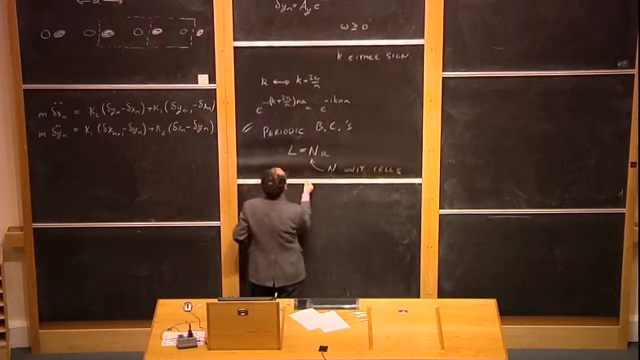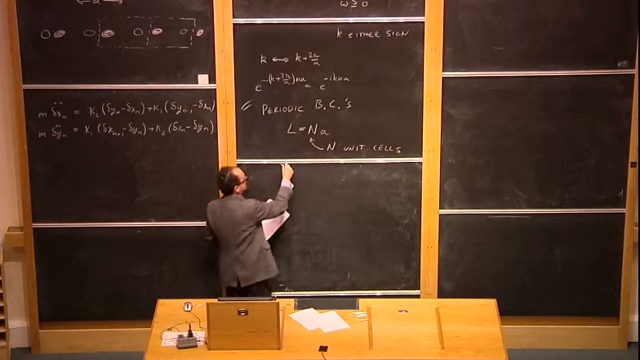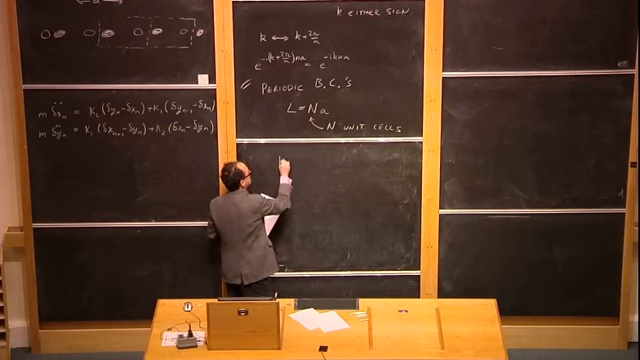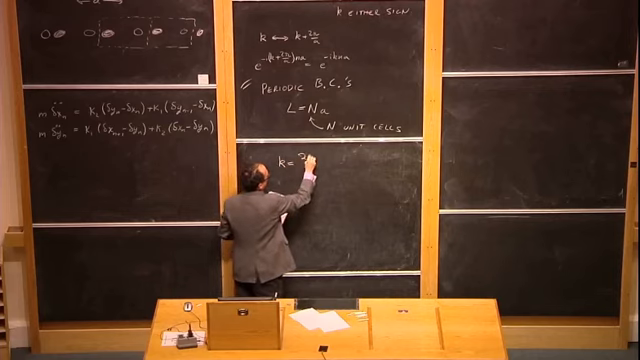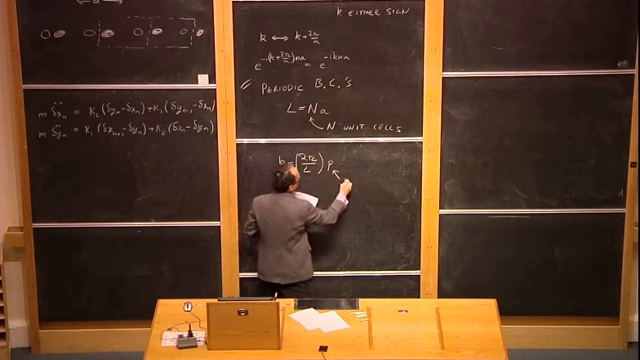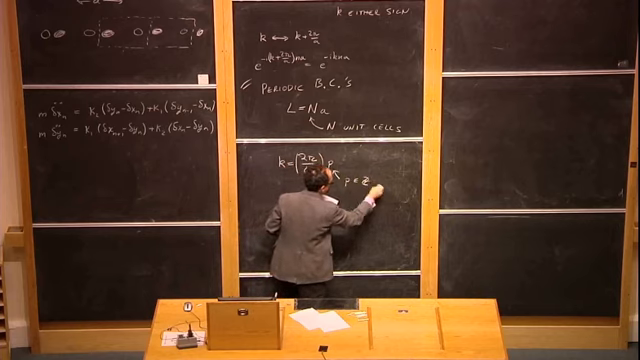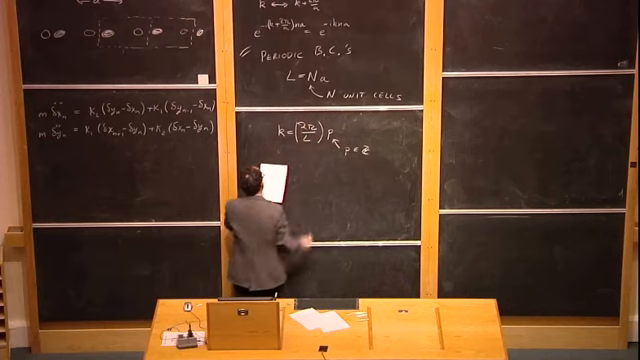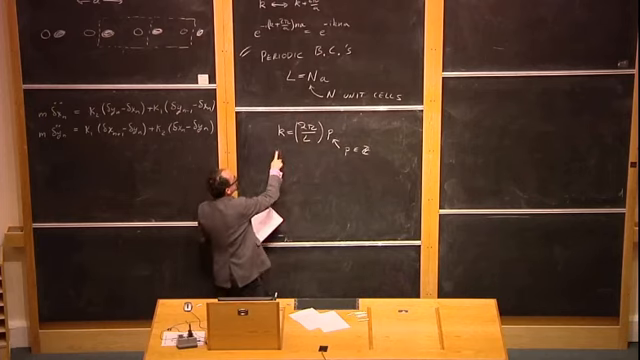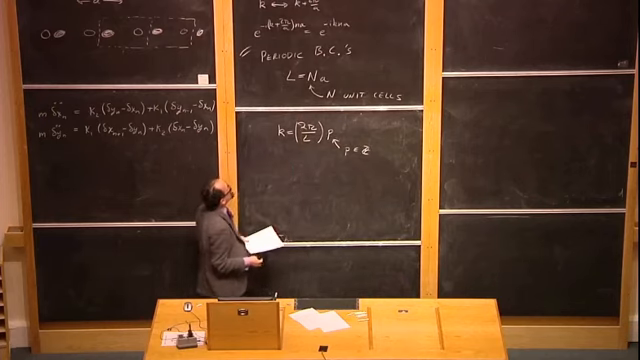And if we have a system of size L, that means the k's must be, on a periodic boundary condition, 2 pi over L times p, where p is an integer. So the spacing between different possible values of k is 2 pi over L.